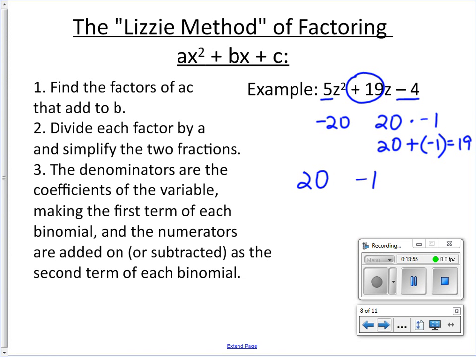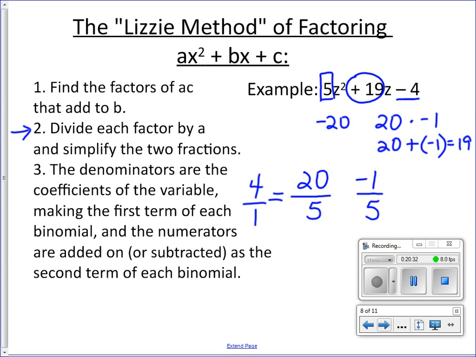What you do then is step 2. Divide each factor by a. Well, a was the 5. So we're going to divide 20 by 5, and we're going to divide negative 1 by 5. And then you want to reduce any of the fractions. Well, negative 1 over 5 cannot be reduced, but 20 over 5 could be reduced to 4 over 1. And even though we know that this is the same as 4, leave it in fraction form.